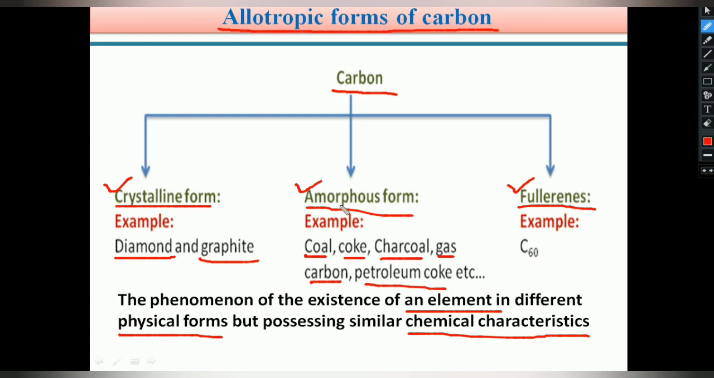So, different physical forms. And the next one is fullerene, C60. These are also known as Buckminster fullerenes. So the same carbon has different physical forms: crystalline form, amorphous form, and the complex structure type form, fullerenes. In this manner, different physical forms having the same chemical characteristics of an element is known as allotropy.